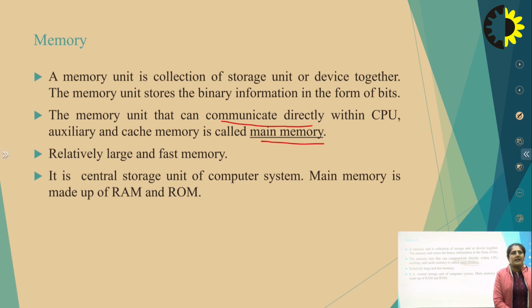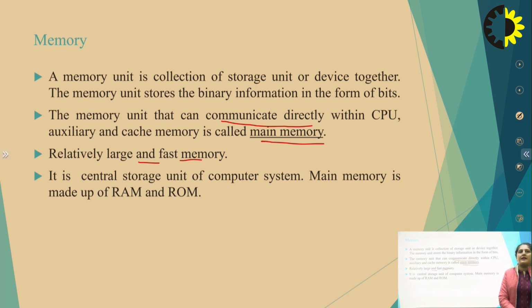In memory hierarchy, it comes at the third level. First, we have a register, which is the fastest storage device, then a cache, and then we have the main memory. It is relatively fast and large memory, but it is smaller than secondary storage. So it is the central storage unit of a computer system. That's why we say it is the central storage of a computer system, because it comes in between the cache memory, register, and the secondary memory.